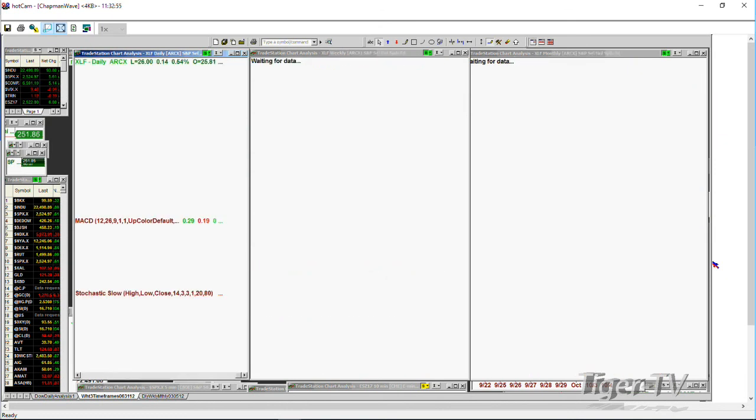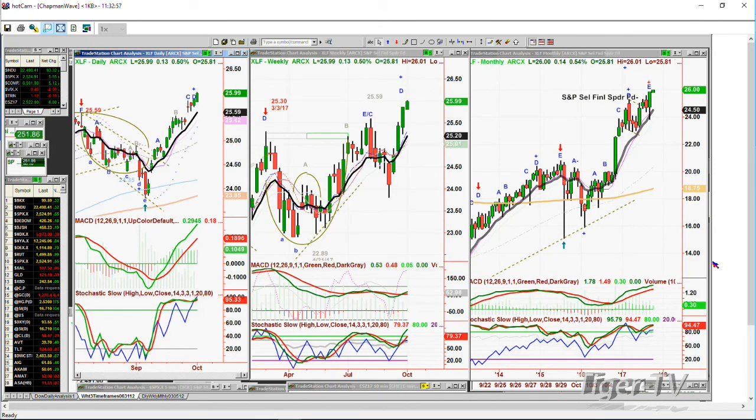The XLF, look what it's done. It's in leg D right now. Most of the banks, the financials that we're looking at, are in Ds. And that says we're getting close to some kind of a digestive phase in the S&P Select Financial Spider Fund, trading at $25.99, up 13 cents. But I don't see a big pullback just yet.